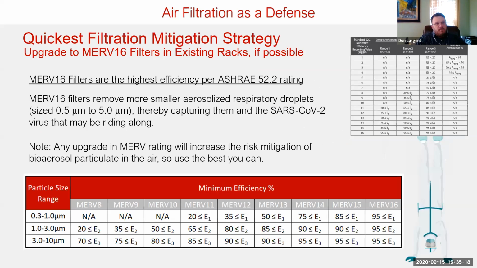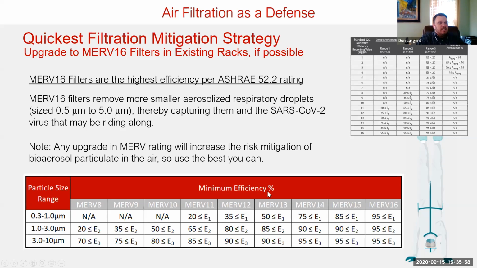That said, if I take this MERV schedule that we looked at earlier, turn it up on its side, we're looking at the MERV 8 up through MERV 16 and the different size ranges of interest. Yes, a MERV 16 is obviously going to be your best option when you're choosing these filters. And you may be able to include MERV 16 filters in your existing racks and housings. Just keep in mind that they're typically a deeper filter, so you need wider tracks.